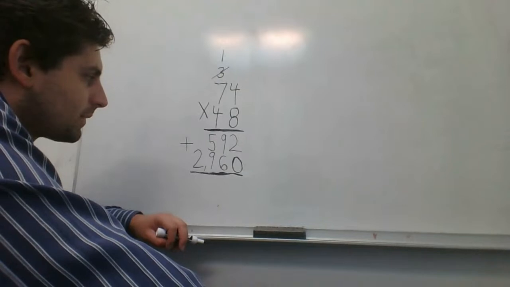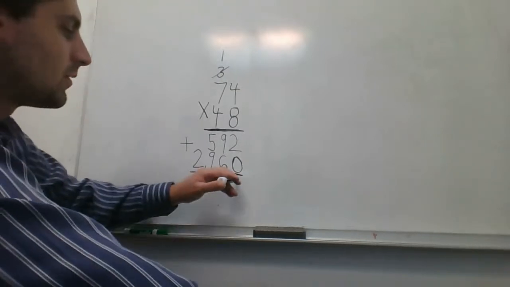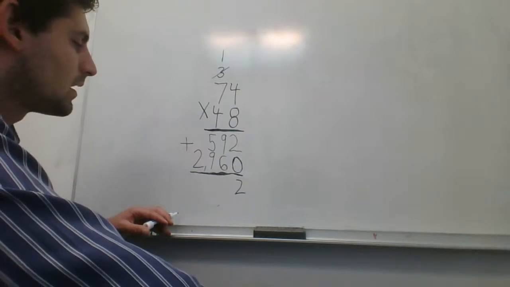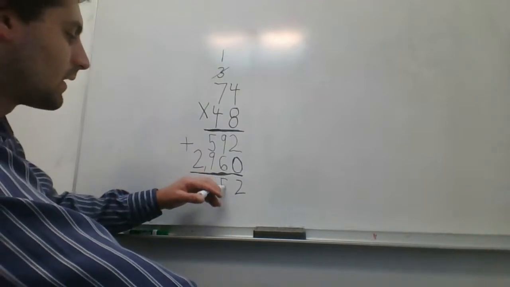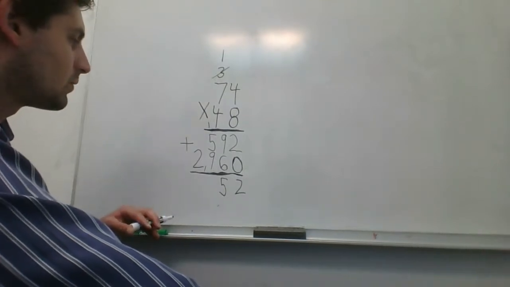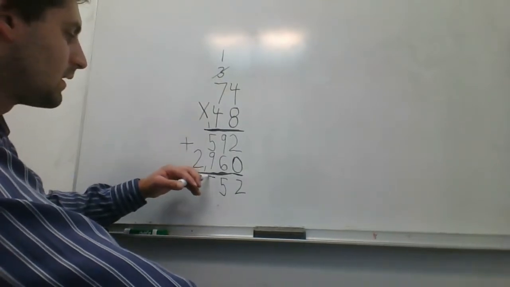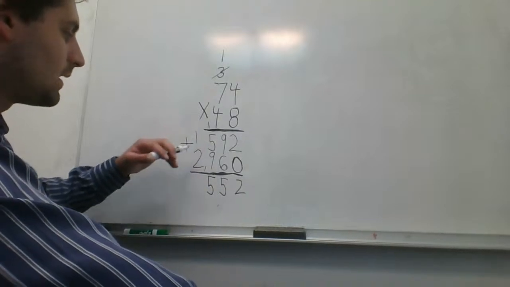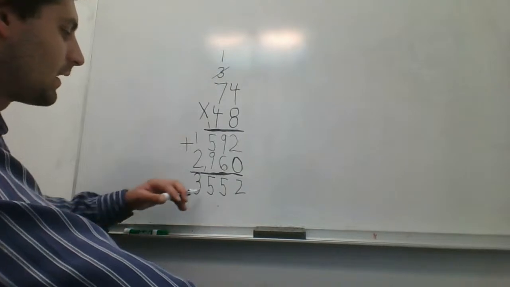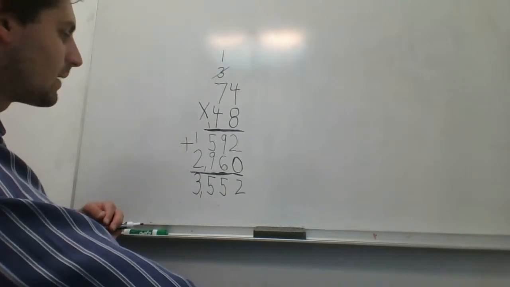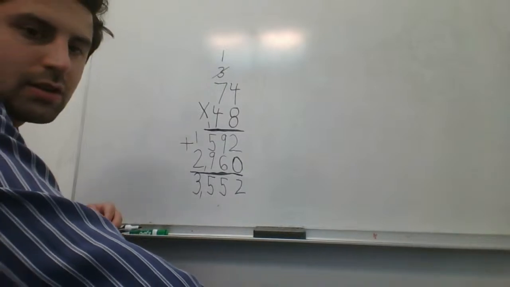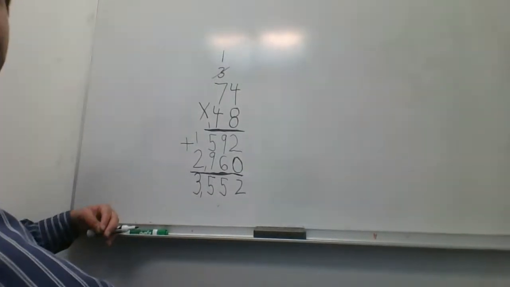All right. So we're going to go to the ones place now. 2 plus 0 equals 2. 9 plus 6 equals 15. 5, carry the 1. 5 plus 9 equals 14, plus 1 is 15. 5, carry the 1 again. 1 plus 2 equals 3. And we have our final answer. 74 times 48 equals 3,552.